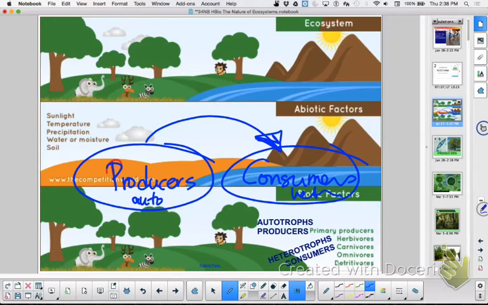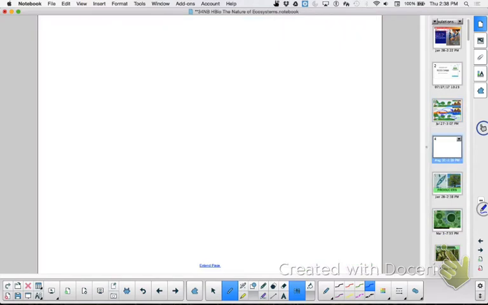So if I create a page. I'm making this flower, which happens to be green and unusual. What would we call it? Autotroph. A producer. What else could we call it? Autotroph. We could call it an autotroph.